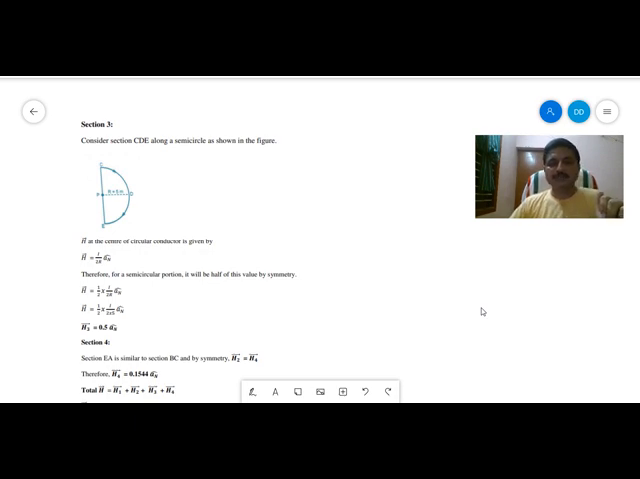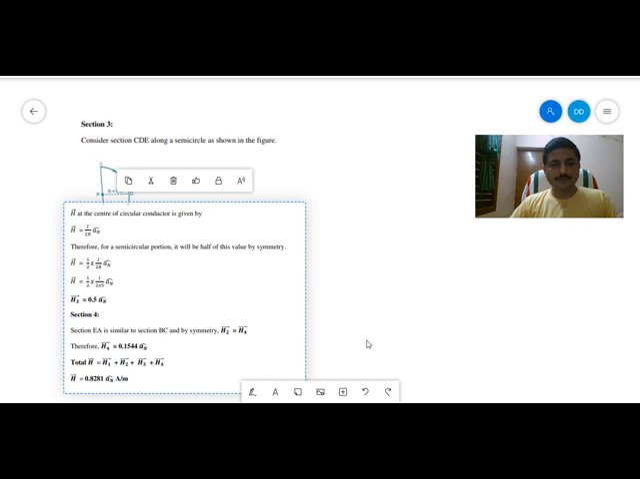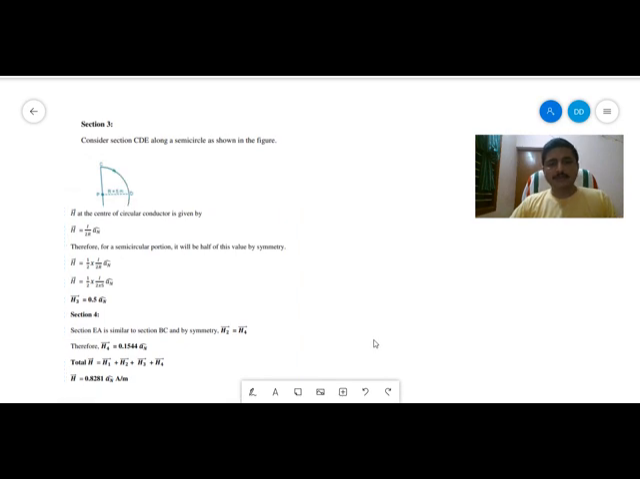So the total magnetic field intensity will be the addition of all this: H1 plus H2 plus H3 plus H4. So the answer comes to 0.8281 a_n cap ampere per meter.